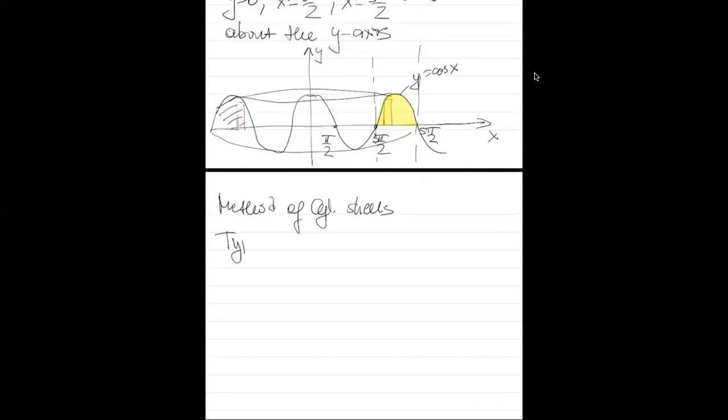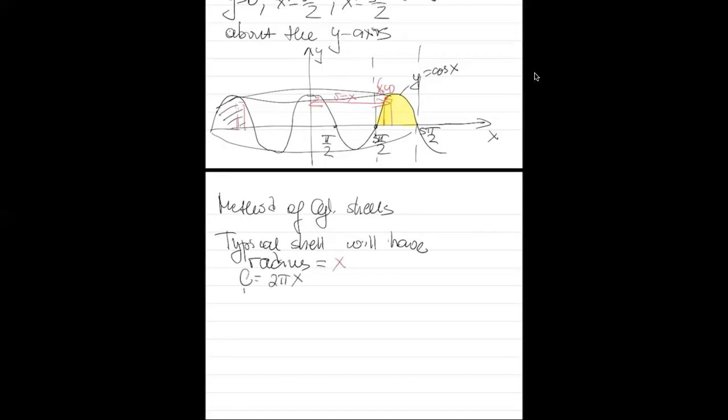So a typical shell will have radius. Okay, what is the radius? Here it is. This is the radius. And if this is a sample point x, y, then the radius is x. So radius equals x. Then the circumference is 2 pi x.